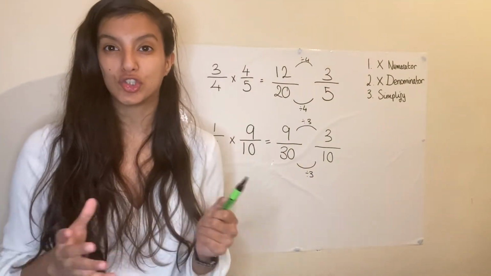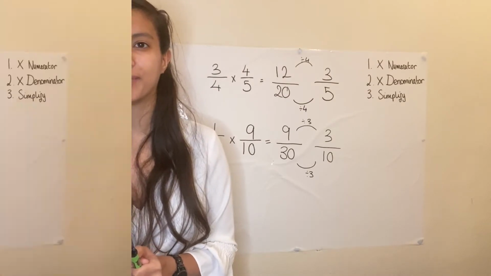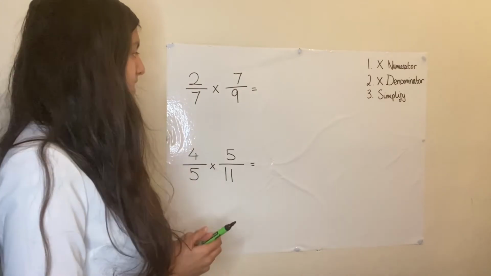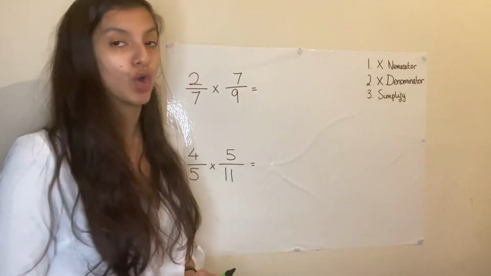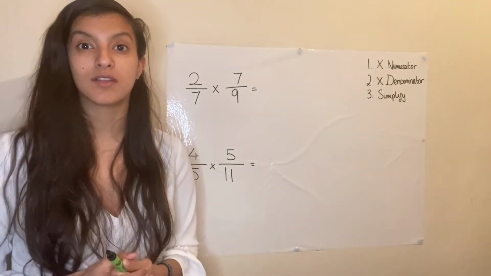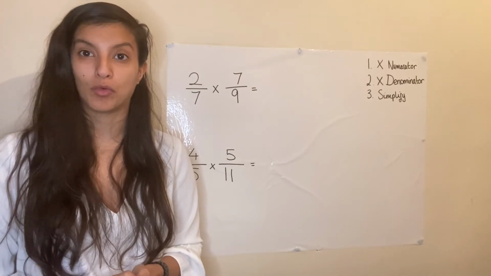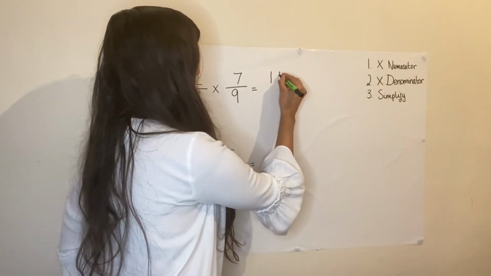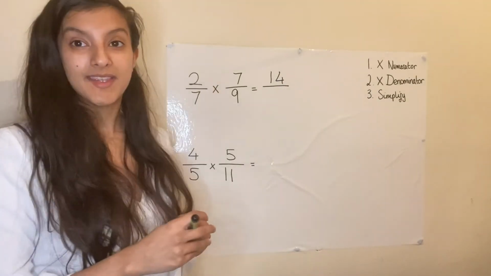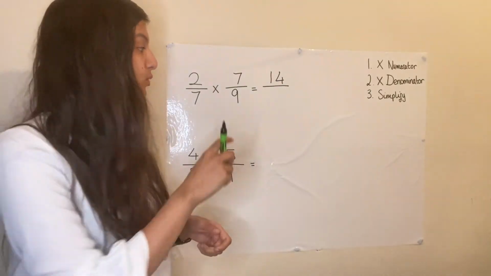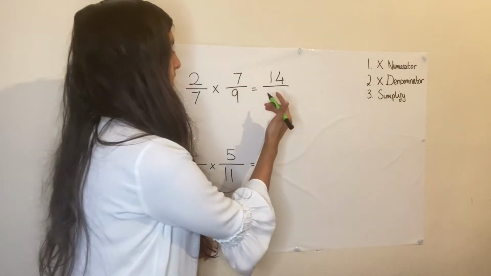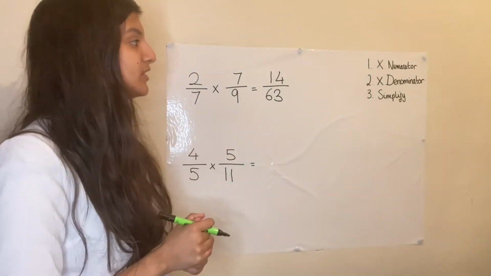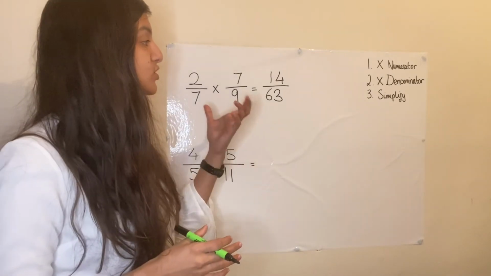Right, let's look at just 2 more and hopefully you'll get the hang of it. Right, so I've got 2 new questions. Let's look at our first one, which is 2 over 7 multiplied by 7 over 9. So I need to once again start with step 1, which is multiply my numerator. So 2 times 7, which is 14. Step number 2 is to multiply my denominator, which is 7 times 9, and 7 times 9 equals 63. So step 2 is done. Now I need to do step number 3. Step number 3 is to simplify my fraction.